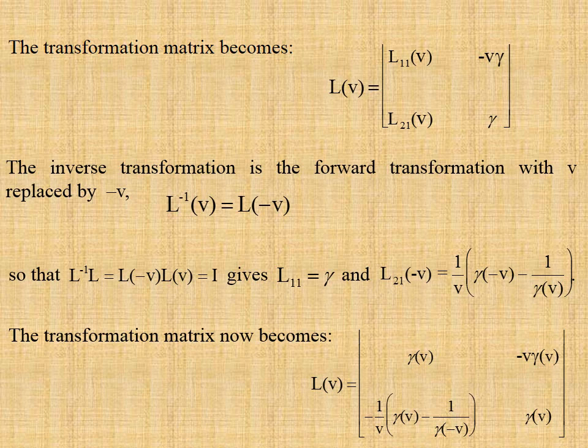Hence, the transformation matrix takes the following form. Notice that V has been replaced by minus V in the 2-1 element. Also notice that the diagonal elements are equal to each other. Well, now that we have determined the form for L, we must obtain a functional form for gamma of V.